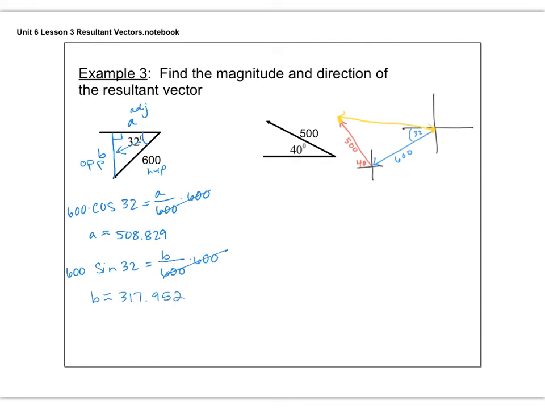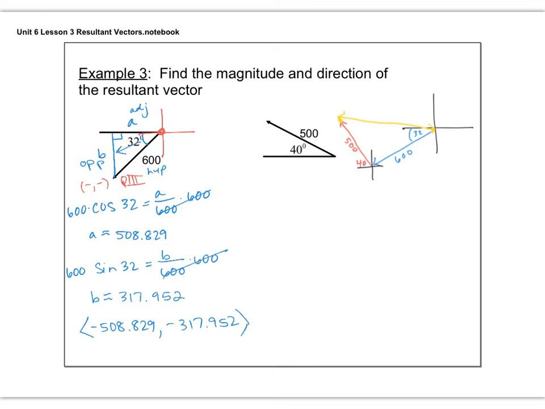So let's write our component and think about what quadrant this would be in. If you think about your origin being right here, I think this is down in quadrant 3. And so I think they're both going to be negative. In this quadrant, your x and your y value would be negative. And so we're going to have negative 508.829, comma, negative 317.952. And that's that vector.